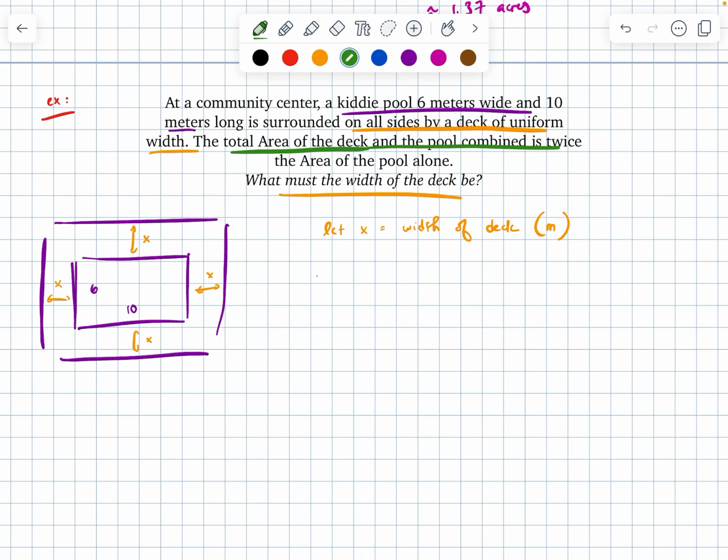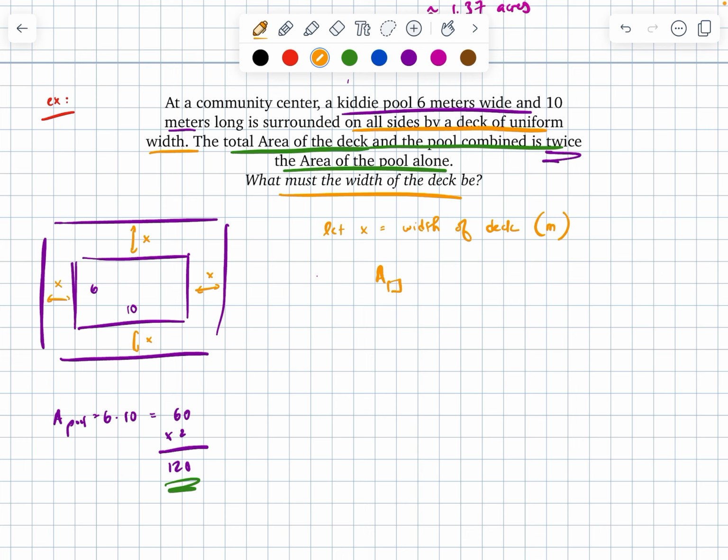my pool. The last thing that I'm told is that the total area of the deck and the pool combined is twice the area of the pool alone, which means I need to know what the area of the pool itself is. Well, the area of the pool, if the pool is 6 meters by 10 meters, its area, which I might write as area of the pool, is 6 times 10, which is 60. Because I am twice the area of the pool, let me multiply that by 2. So the total area is going to be 120 square meters.